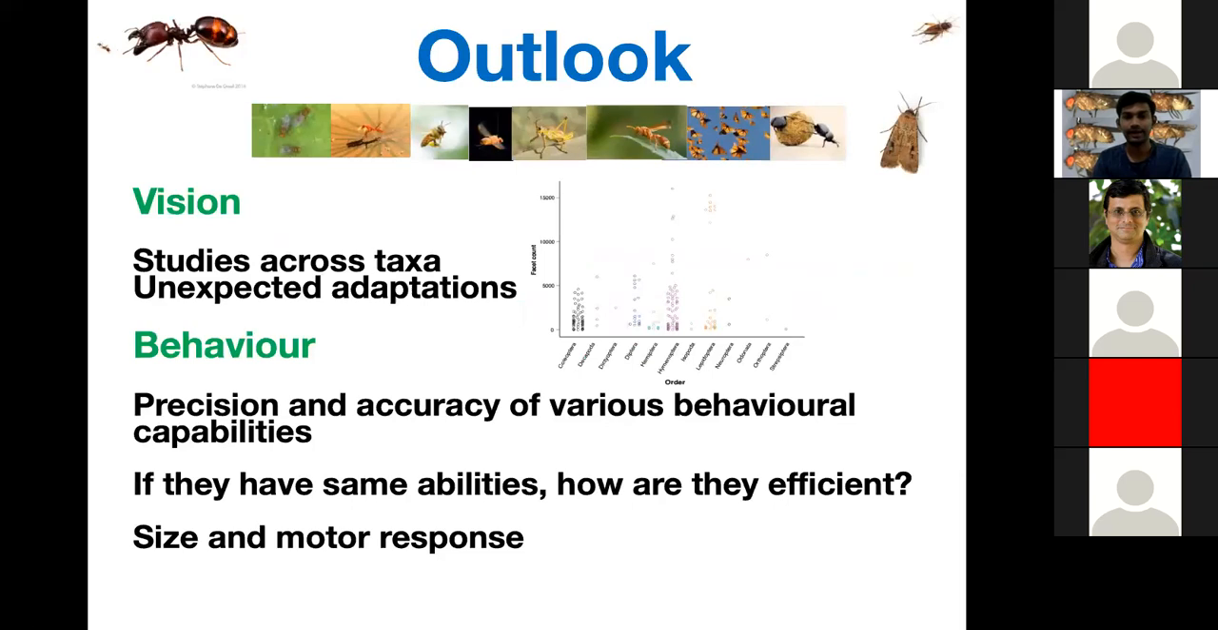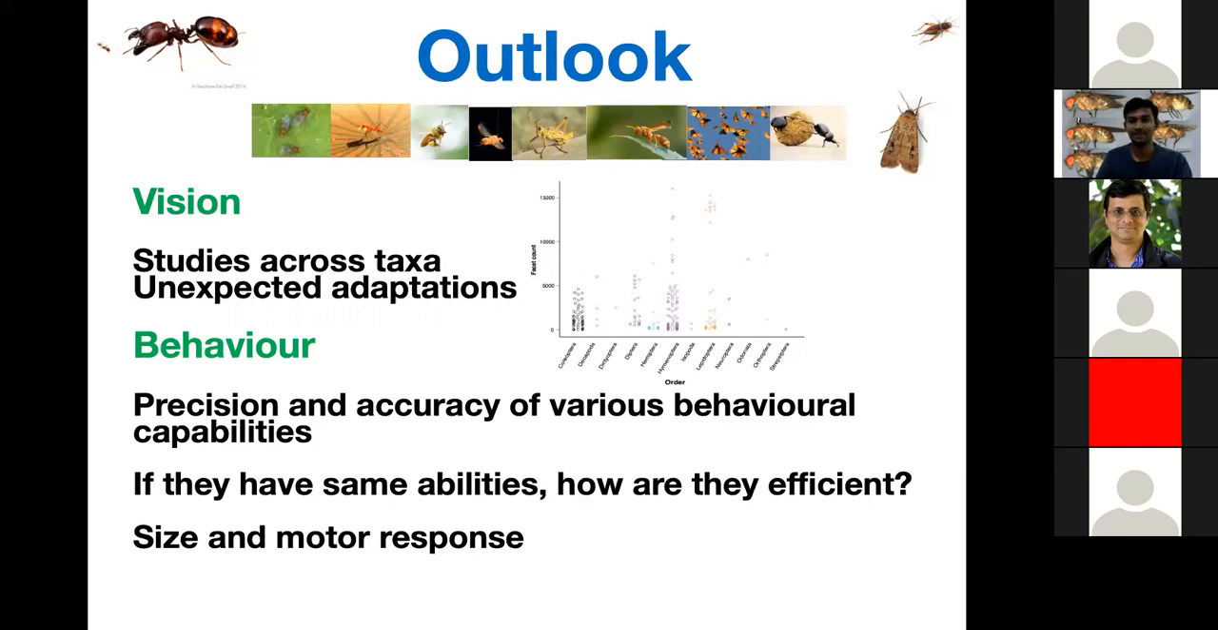With that, to conclude everything and come back to the miniaturization question: it can be studied across taxa, and we need to study how miniaturization affects visual abilities in different insects. Most likely, just like what we found in ants and flies, we might find unexpected adaptations to being miniature in different flies.